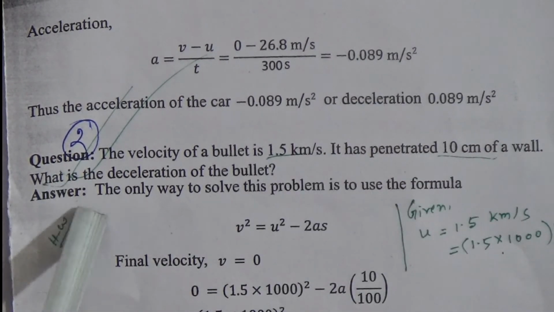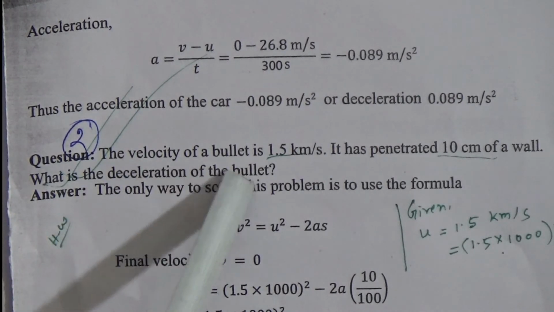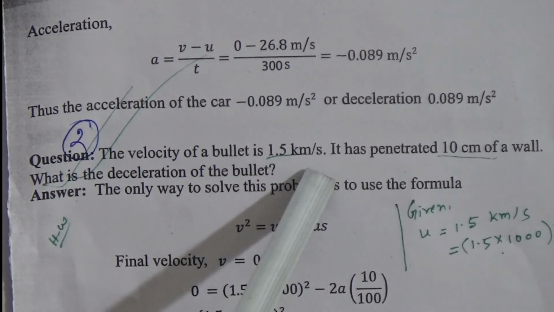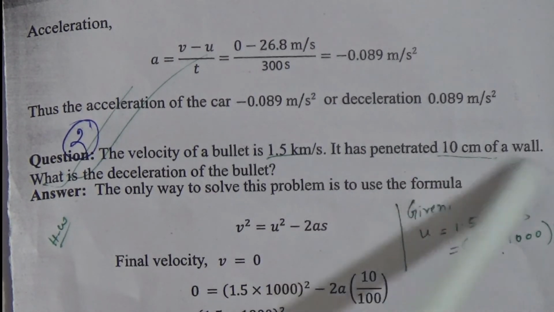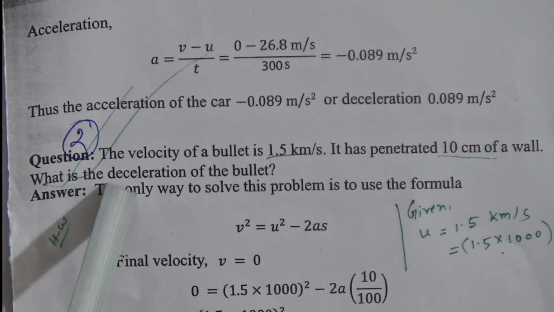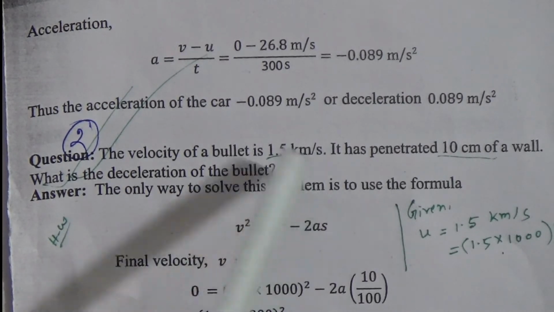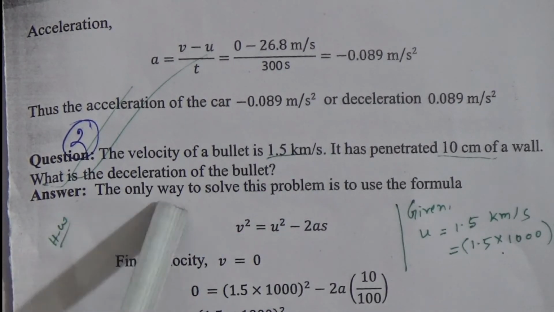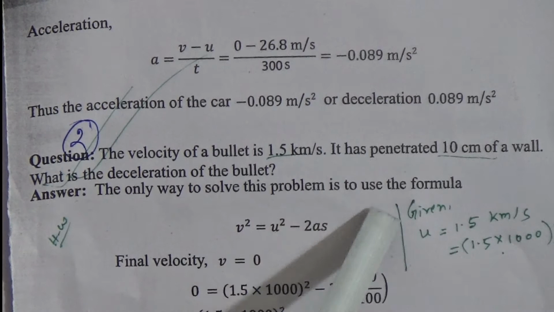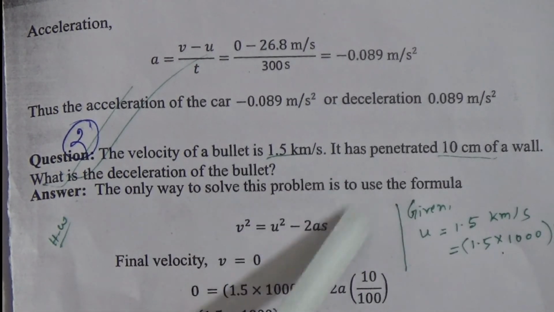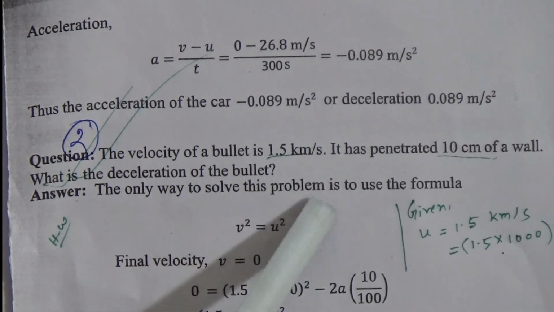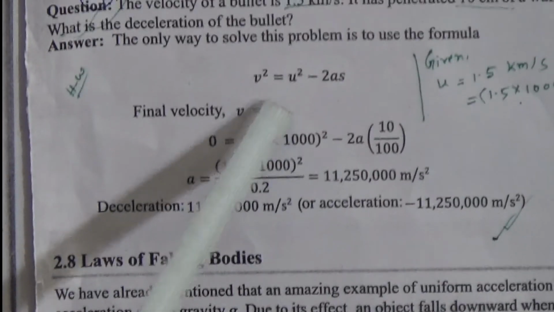Now go to the next question. The velocity of a bullet is 1.5 kilometer per second. It has penetrated 10 centimeter of a wall. What is the deceleration of the bullet? Now answer, the only way to solve this problem is to use the formula. This is the formula of equation of motion, equation of motion's number 4 formula.